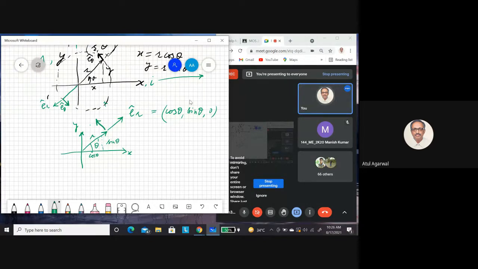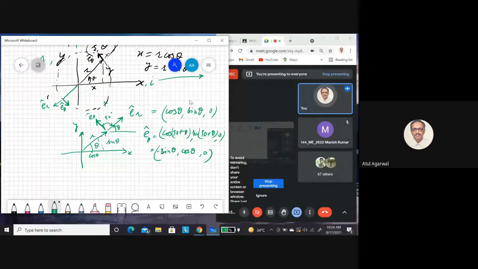My E theta vector will be, so this is a 90-degree angle. So what is the vector E theta making with the positive x direction? An angle 90 plus theta. This much is theta, this much is 90 degrees. The overall angle made with positive x direction for this direction E theta is 90 plus theta. So you can say E theta is cos 90 plus theta, sine 90 plus theta, comma 0. So this is nothing but minus sine theta, comma cos theta, comma 0. So this is trigonometry you already know. Not a big deal. You can just crack it out.